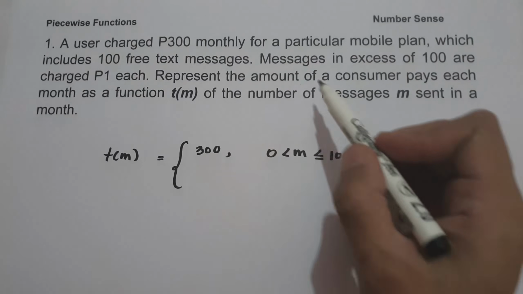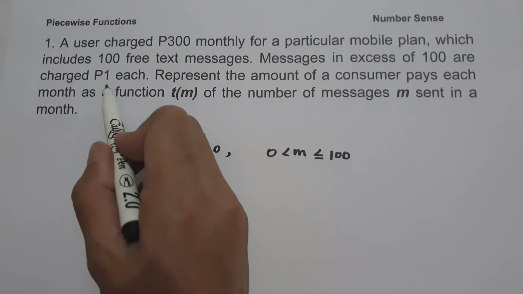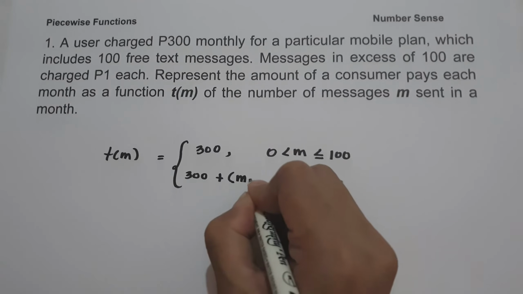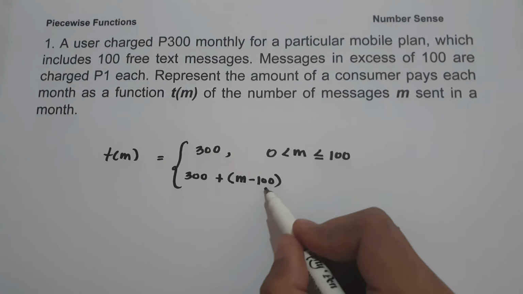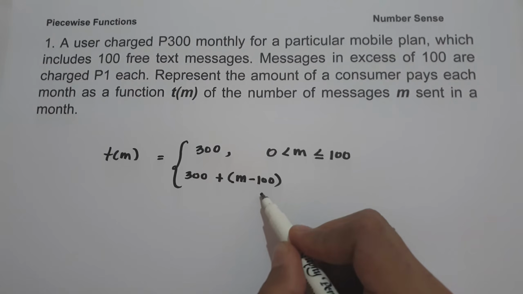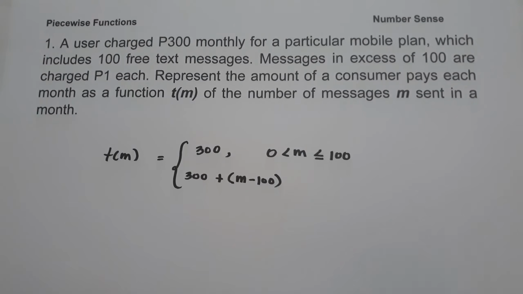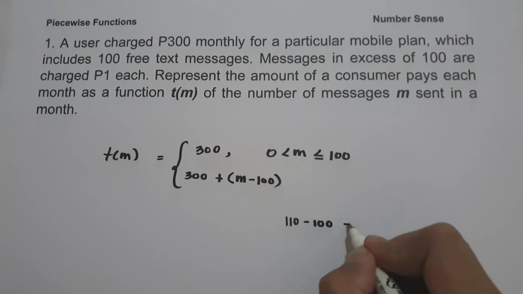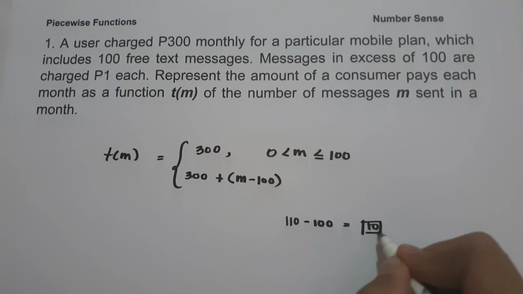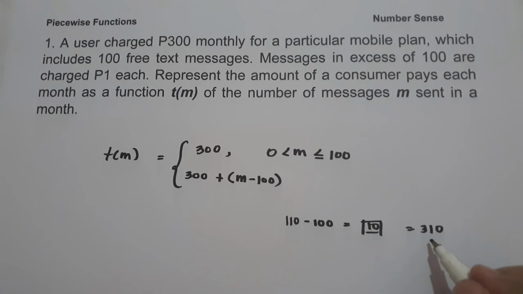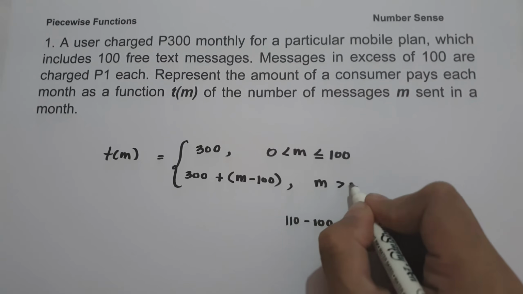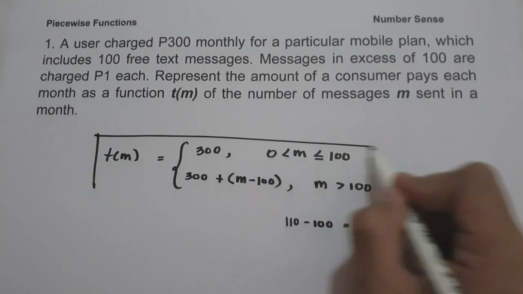In our second statement, messages in excess of 100 are charged 1 peso each. So let us have 300 plus the quantity M minus 100. M minus 100, that is the messages in excess of 100. For example, if the consumer uses 110 messages, that is 110 minus 100, that is 10. So 10 plus 300, that is 310. So the consumer pays 310 if he or she uses 110 messages. And our interval, that is M is greater than 100.